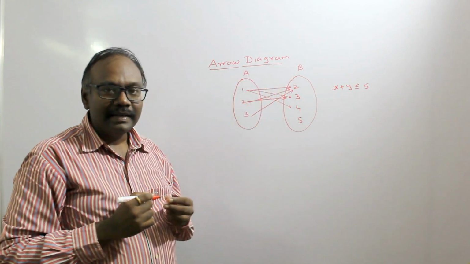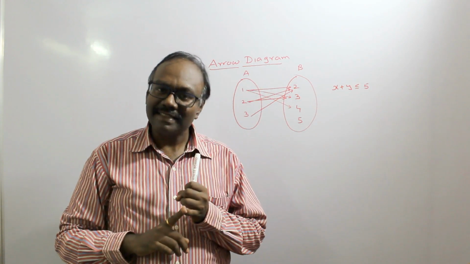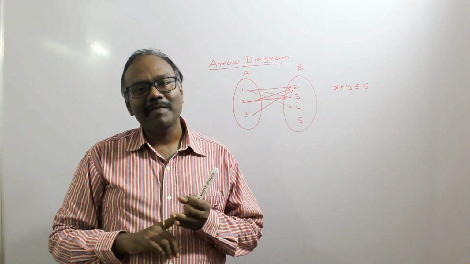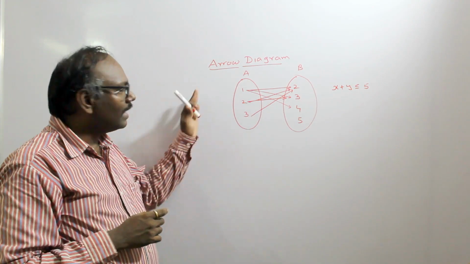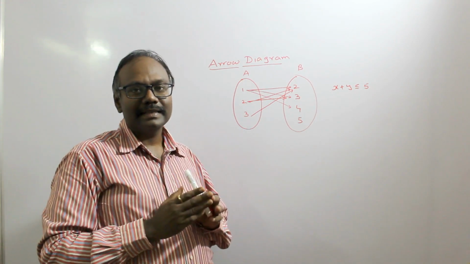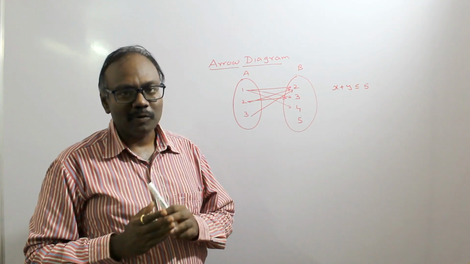So we have seen the three different ways of representing the relation. The first way is the set builder form, the second way is using the roster form, and the third is using the arrow diagram. Then after understanding how to do the representation of the relations, let us see what is the domain, the range and the codomain.